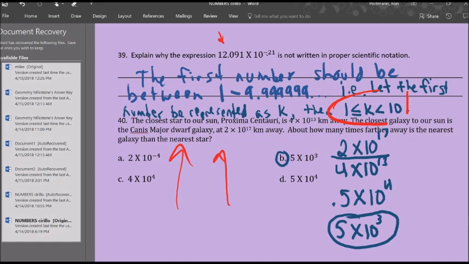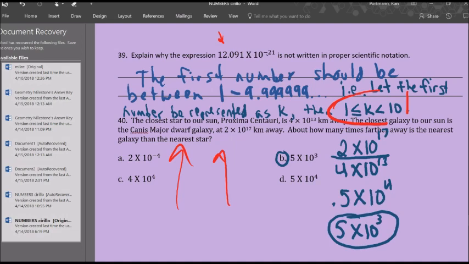The closest star to our sun, Proxima Centauri, is 4 times 10 to the 13 kilometers away. Now, we don't generally talk about kilometers when we're talking about how far away something is in space. We talk about light years. This question says 4 times 10 to the 13 kilometers away. Closest galaxy to our sun is Canis Major. It's a dwarf galaxy, and it's 2 times 10 to the 17th kilometers away. That's a long way away. I mean, either way, that's a long way away.